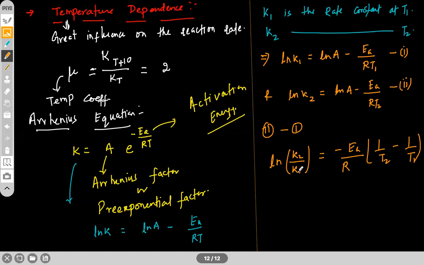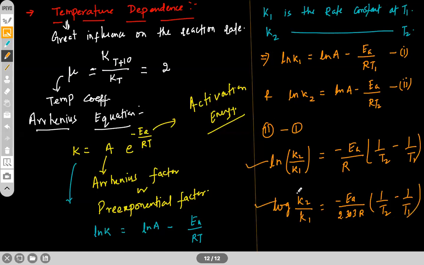Further, we can convert this into log. So log of K2 by K1 equals minus EA by 2.303 R times (1 by T2 minus 1 by T1). So keep both expressions in mind. This is the relation of rate constant and temperature. Done?